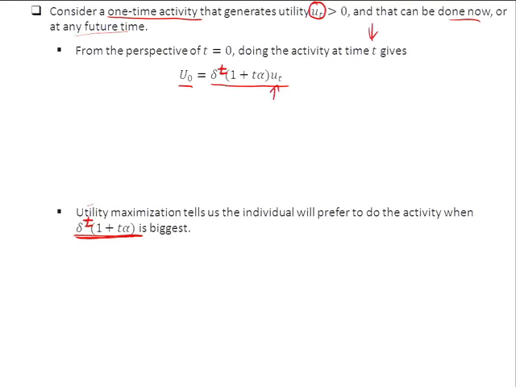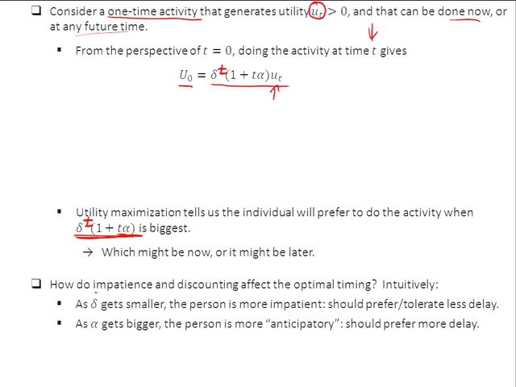What you see here is that as t gets bigger, delta to the t gets smaller, but t times alpha gets bigger. And basically what happens is that eventually the discounting is going to win out, but sometimes not right away, okay? So that maximum might be now or it might be later. And we want to get some intuition into how do impatience and discounting affect the optimal timing.